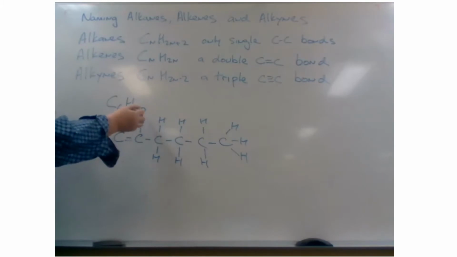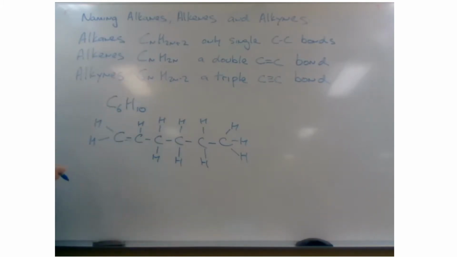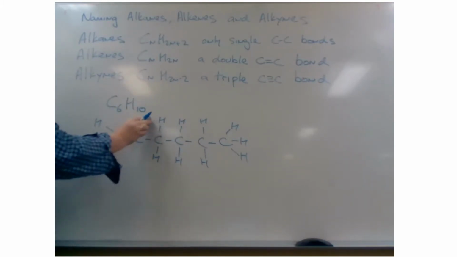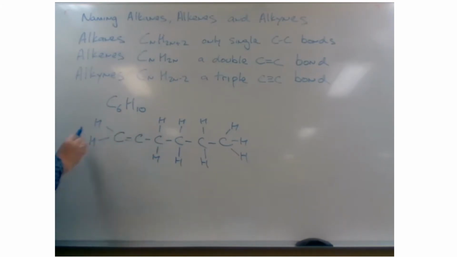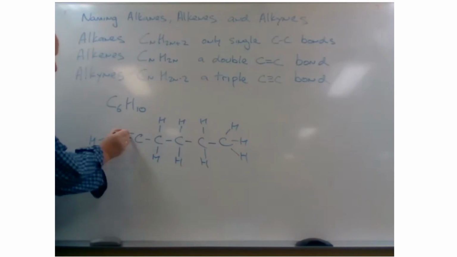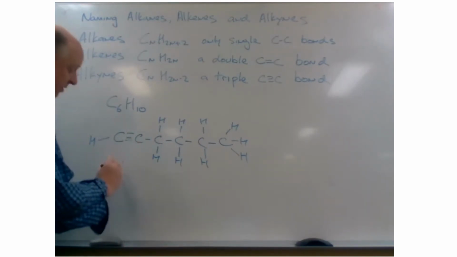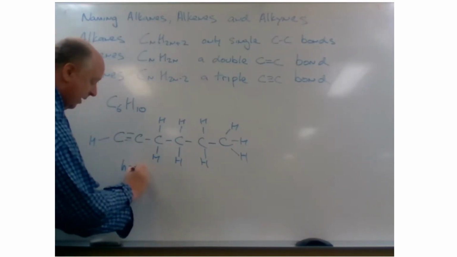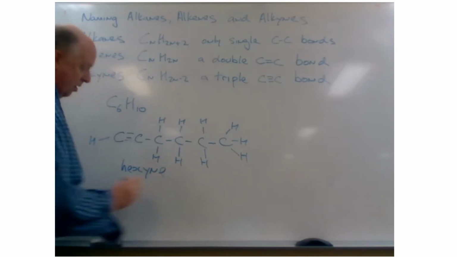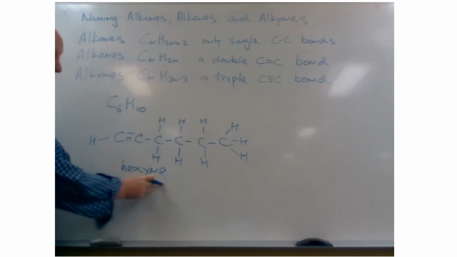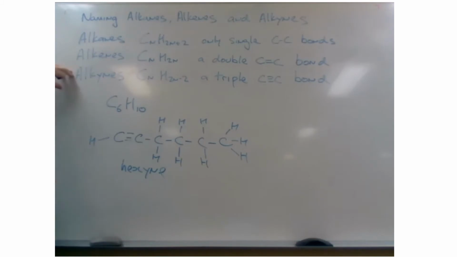C6H10, which is 12 minus 2, so that's 10. It follows the general formula. I now remove 2 more hydrogens in the structural formula. And to name this, it is hex-ine: hex for 6 carbons, yne or ine for a triple bond, hexine.